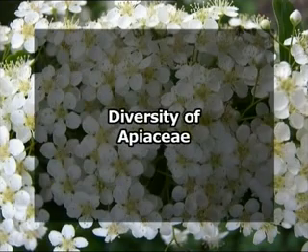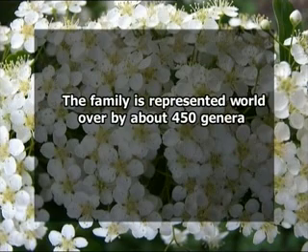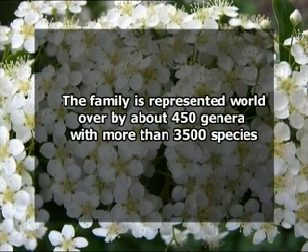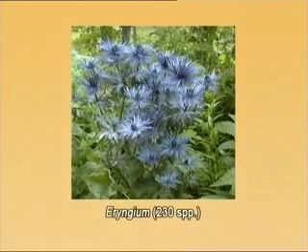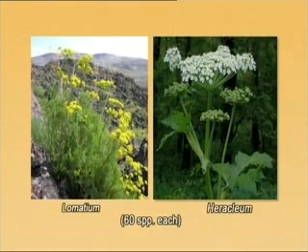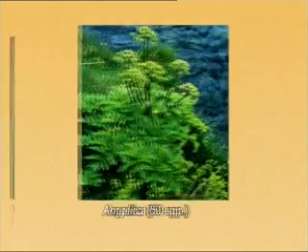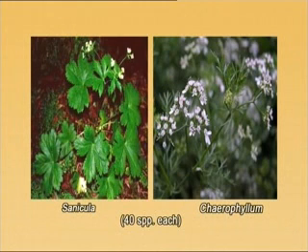Now let us discuss the diversity of this family Apiaceae. At present, the family is represented the world over by about 450 genera having more than 3,500 species. Some of the species-rich genera in this family are Eryngium having 230 species, Ferula and Pimpinella having 150 species each, Bupleurum having 100 species. The 2 genera Lomatium and Heracleum have 60 species each. Angelica has 50 species. 2 more genera, Sanicula and Chaerophyllum, have 40 species each.